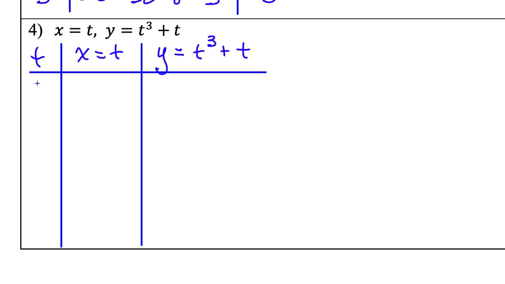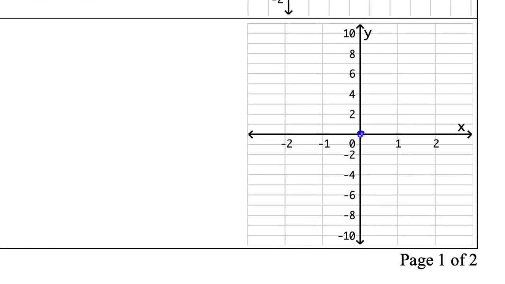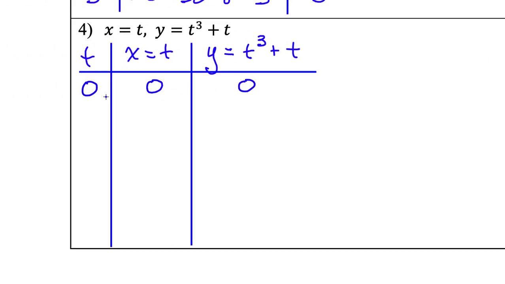So I always like 0 first. 0, that's going to be 0, and 0 plus 0 is 0. Okay, so 0, 0, the origin is going to be on there. Ooh, and this is scaled by the y, interestingly, so it's really compressed. That means it's going to scale really fast in the y-axis, like I was thinking.